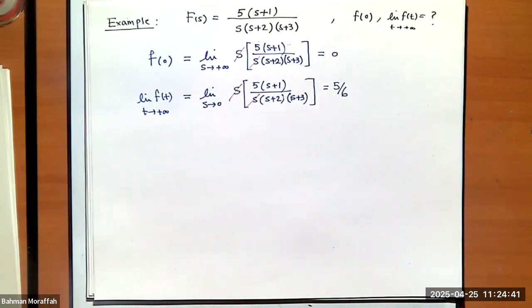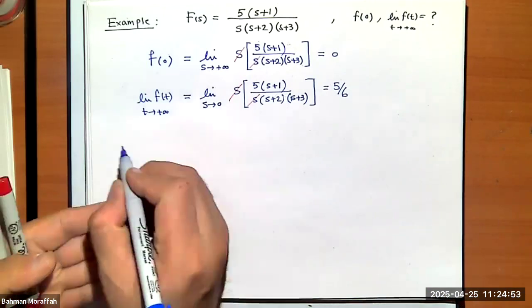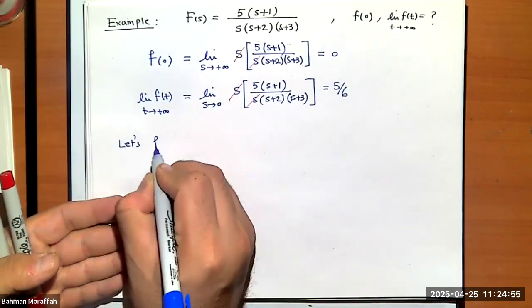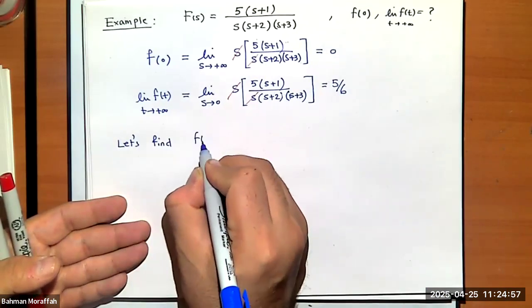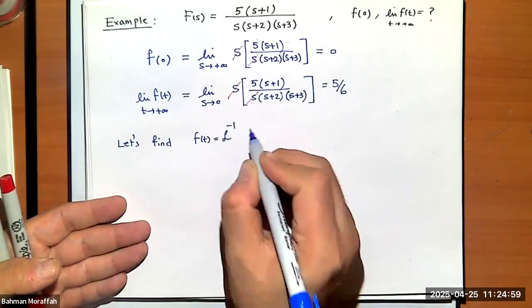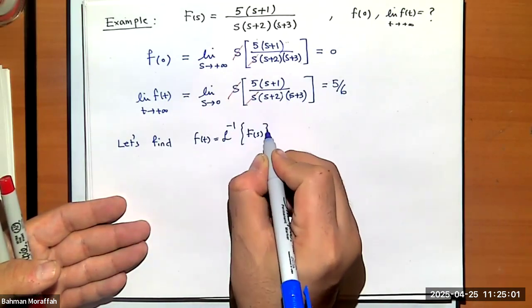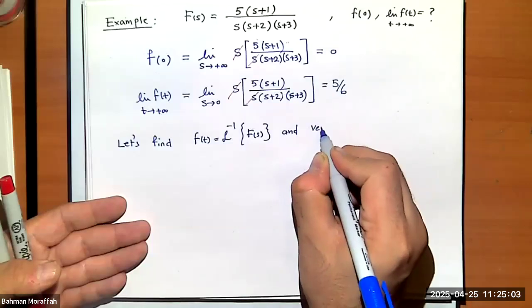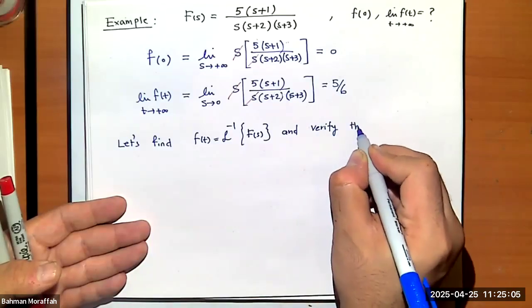What I'm expecting is that if I actually find the Laplace inverse and evaluate that inverse at 0 and infinity, I get the same thing. Let's verify it. So let's find f of t, which is the Laplace inverse of F of s.